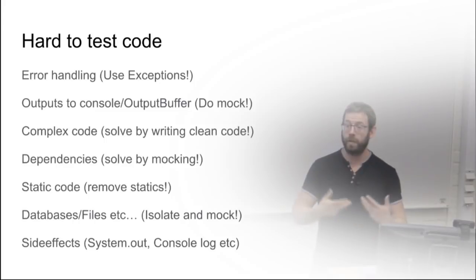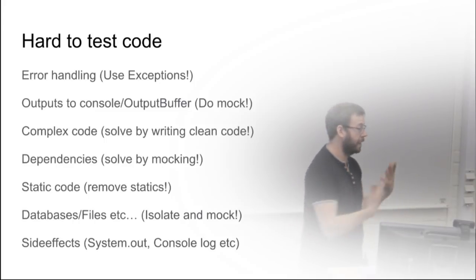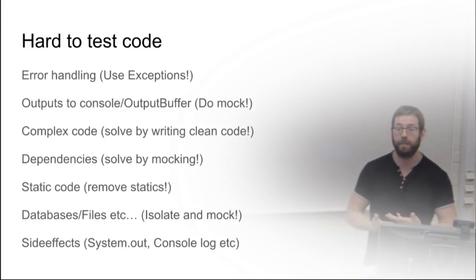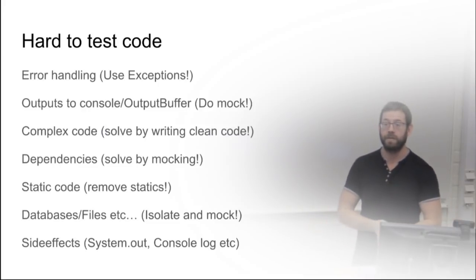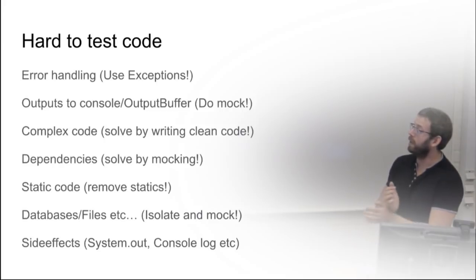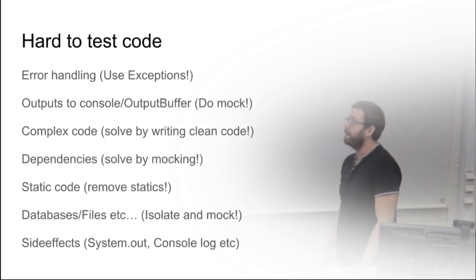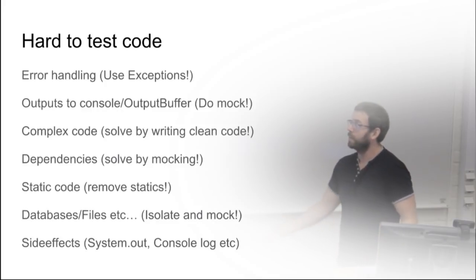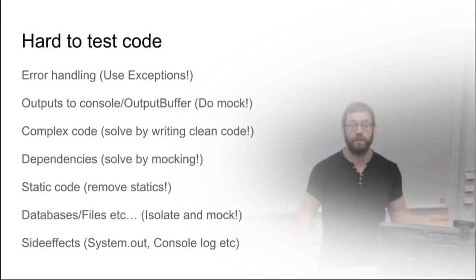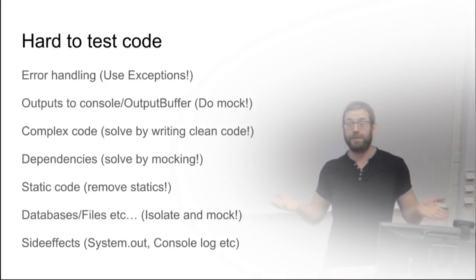Complex code with many if statements, perhaps nested with for loops and stuff like that, becomes hard to test, because it's hard to find all paths through that. And we're going to talk more about finding paths for things later in the course. And the solution for that is pretty simple also. Don't write such code.